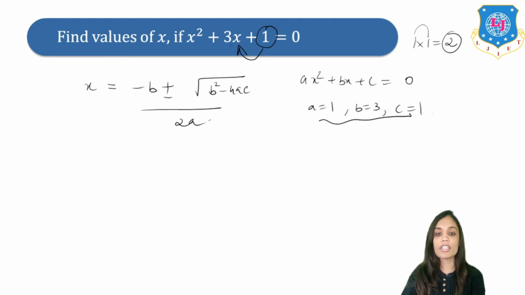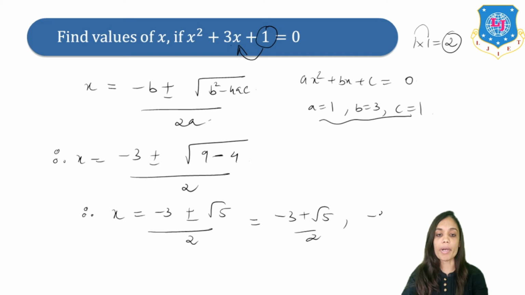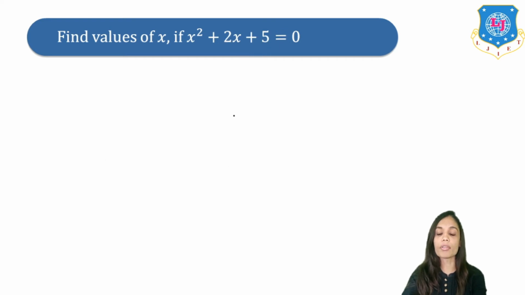Let us substitute all these values in our given equation. So x will be equal to minus 3 plus or minus under root b square, meaning 3 square, so 9, minus 4, upon 2, because the values of a and c are 1. Let us simplify this further. So the final values of x will be minus 3 plus or minus square root 5 upon 2. Or you can write it as minus 3 plus root 5 upon 2, comma, minus 3 minus root 5 upon 2. Right? So this is our required answer. Let us go to the next example.